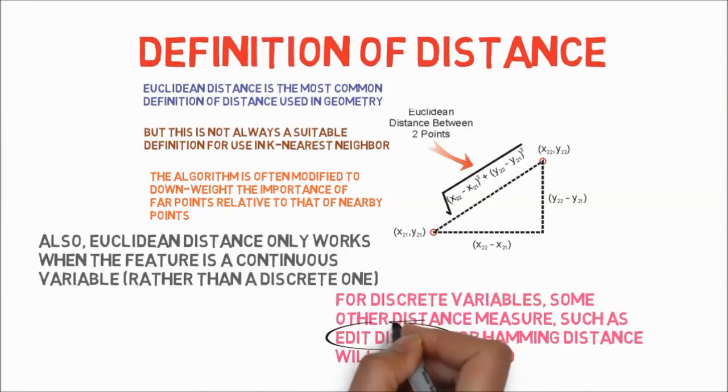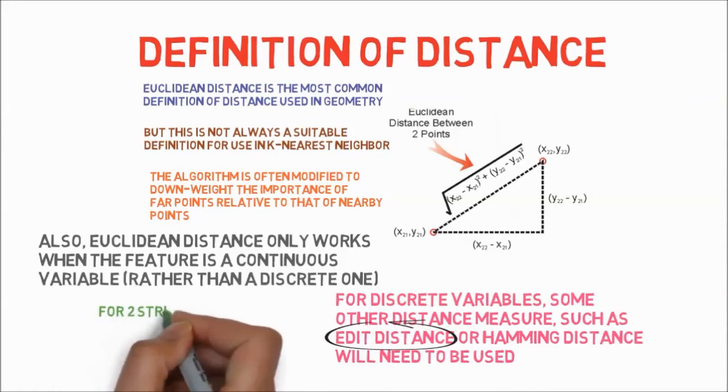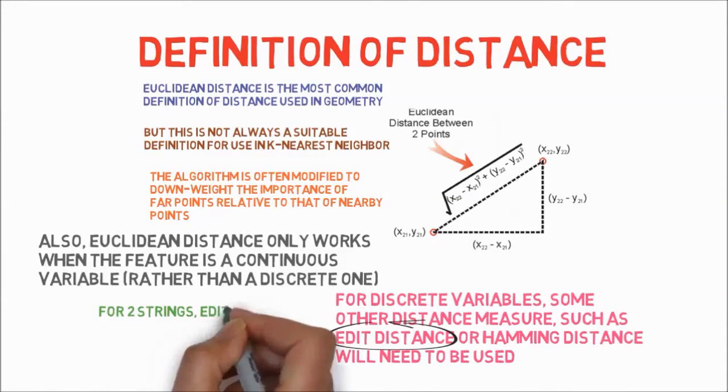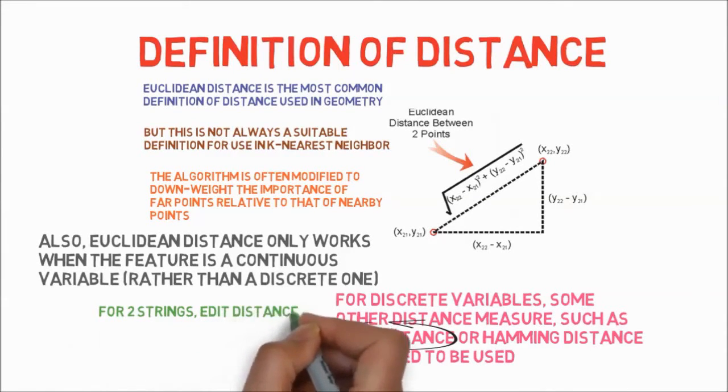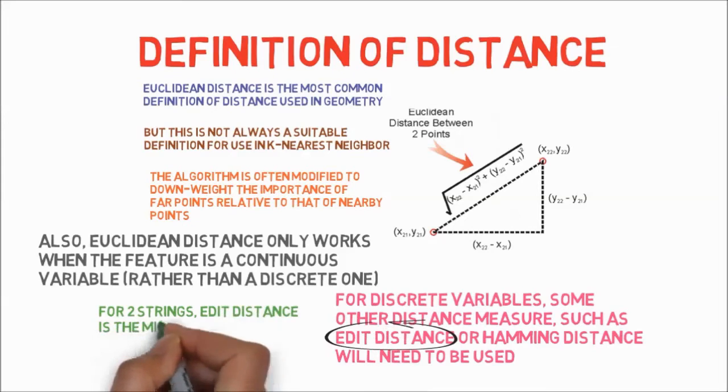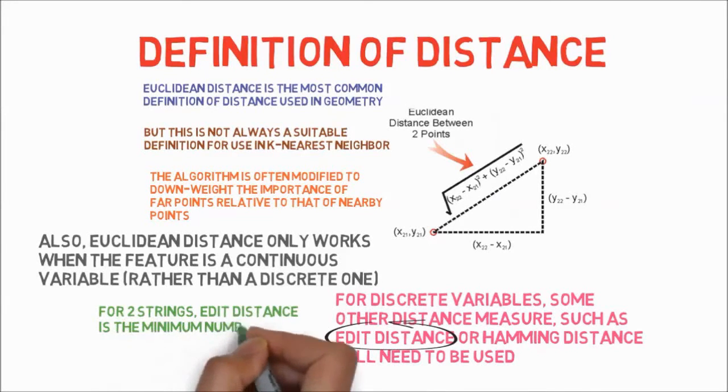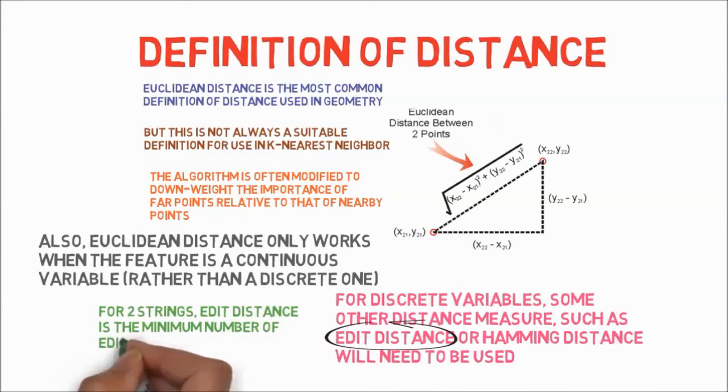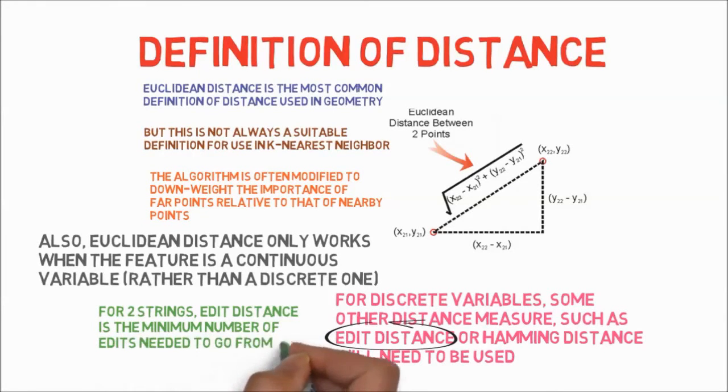How does edit distance typically work? It would be the number of edits required to go from one string to the other. So this is the minimum number of changes that you need to make so that you can make one string the same as the other.